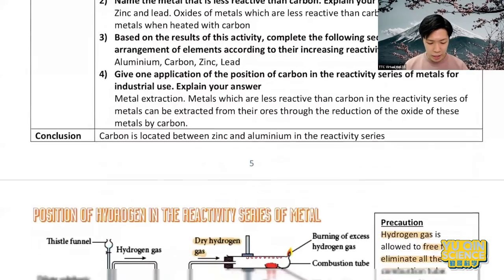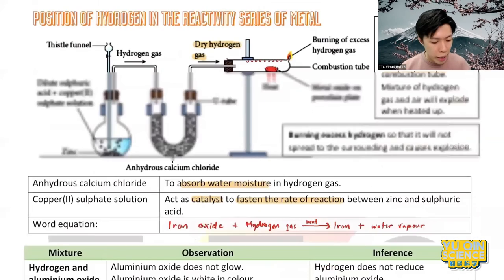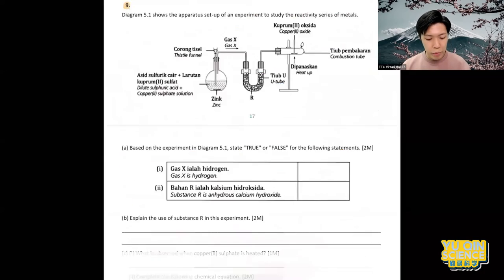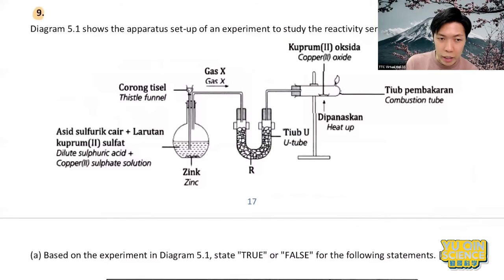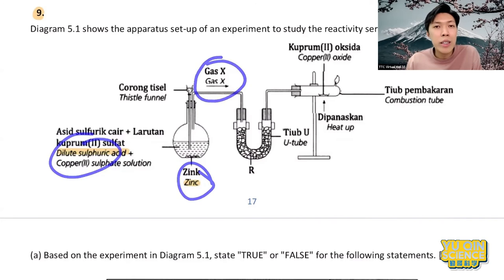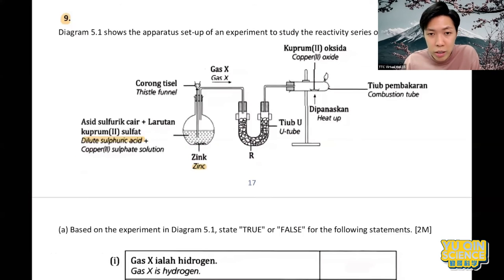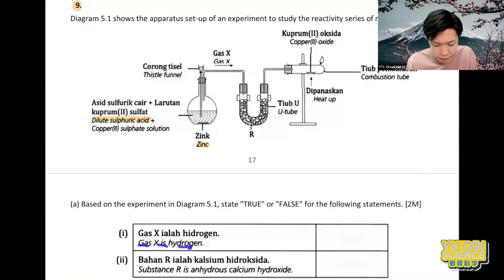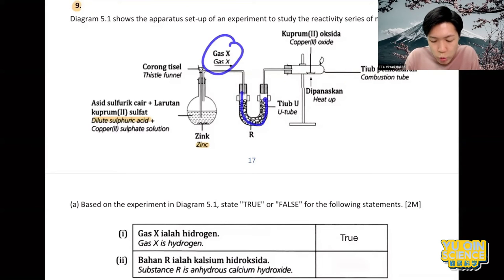Okay, let's see what we need. We will come back. Please continue with page 17, question number 9. Let's check if everything is all right. Acid, okay. Zinc, okay, that's the reaction you want to carry out. Metal reacts with acid, it releases hydrogen. Oh, is that the answer already? Yo, that's the answer, everybody. Gas X is hydrogen. True or false? Obviously, true.